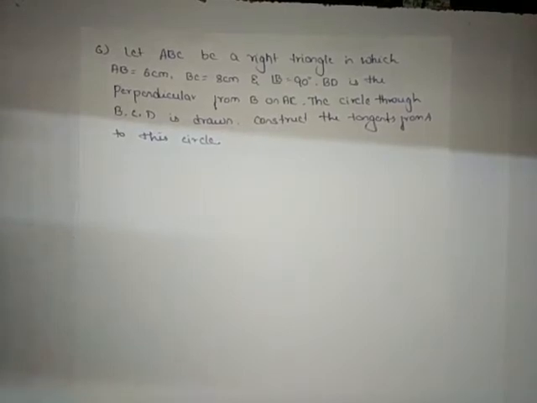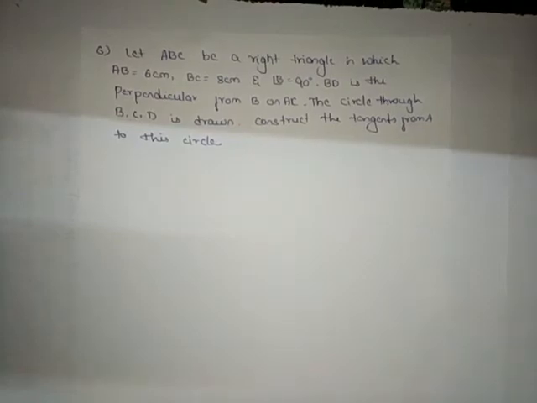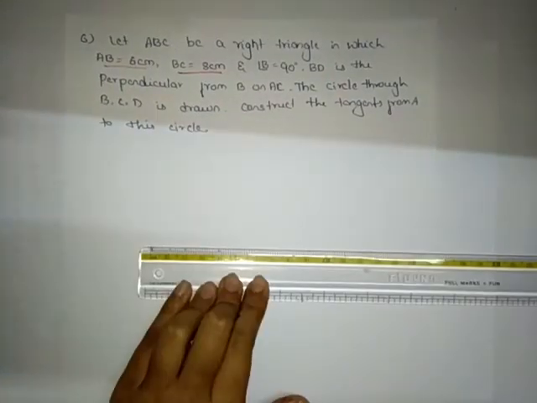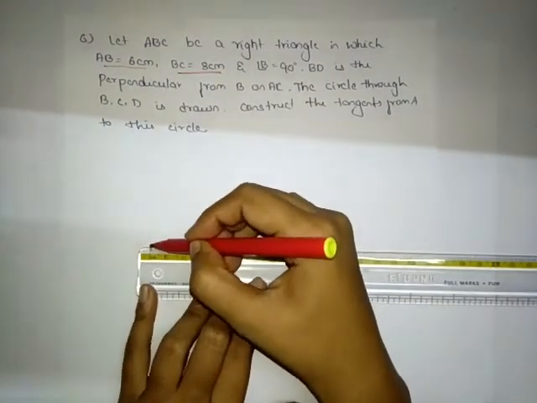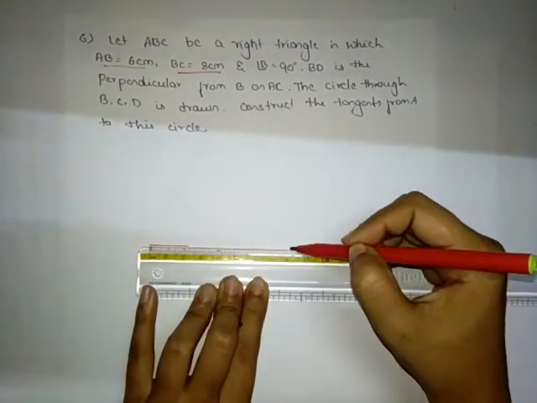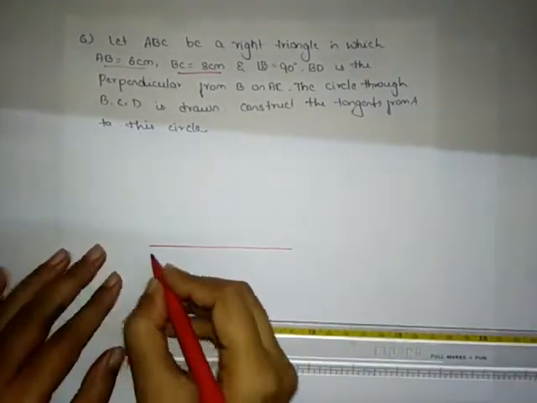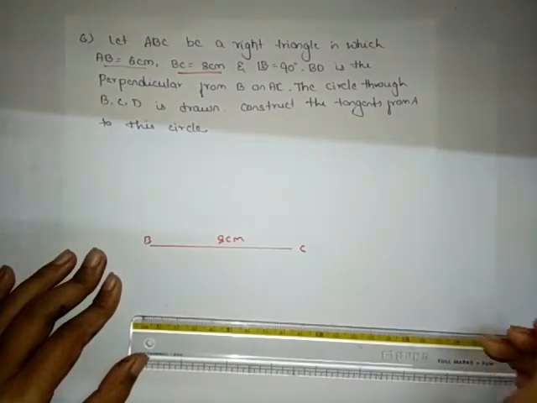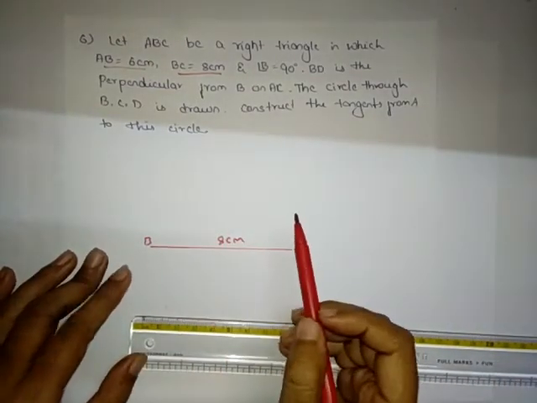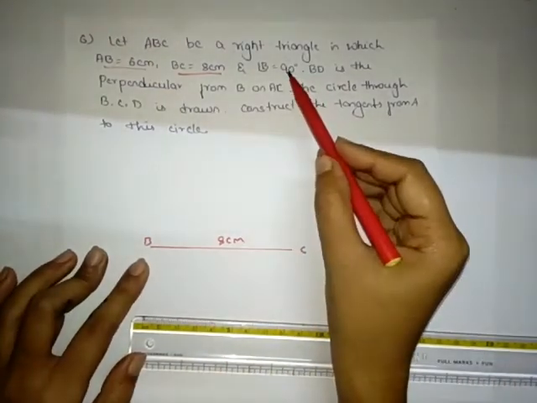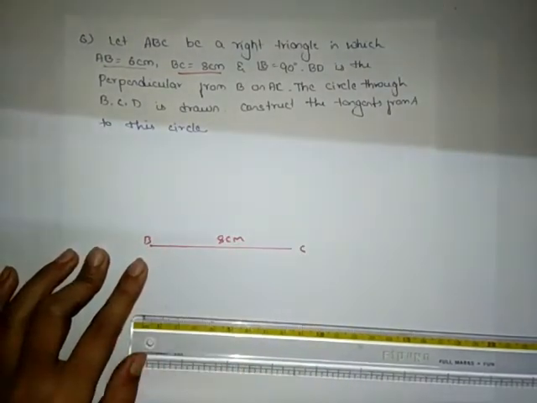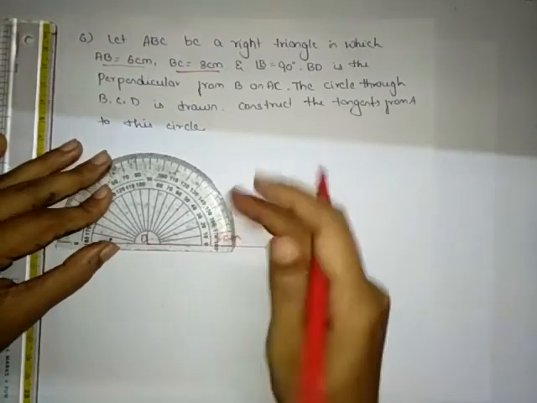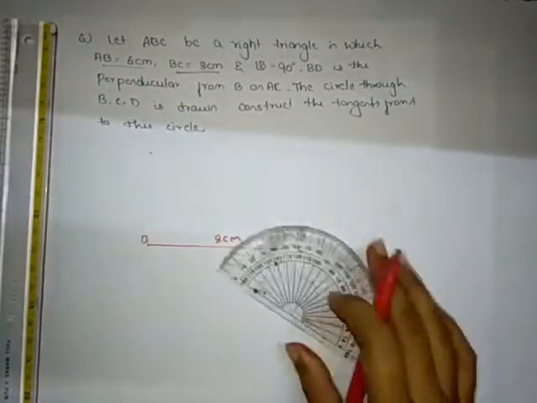First we'll construct the right triangle using the given sides here. Okay. I'm going to take a length BC of 8 cm. Right. This is B and C. This is of 8 cm here. Right. Now we need to draw an angle of 90 degrees from the point B. Right. We'll mark an angle of 90 degrees.